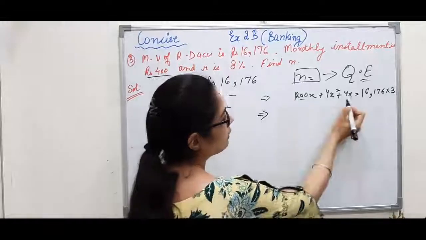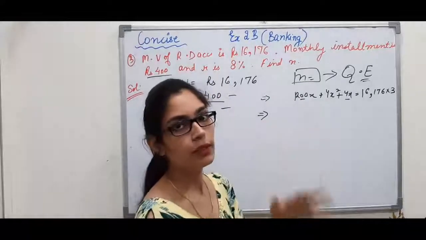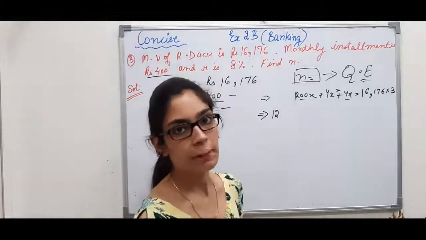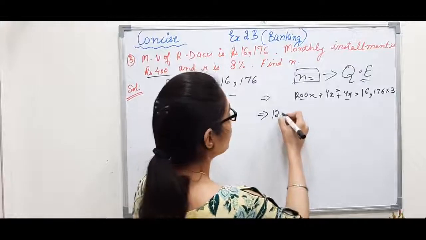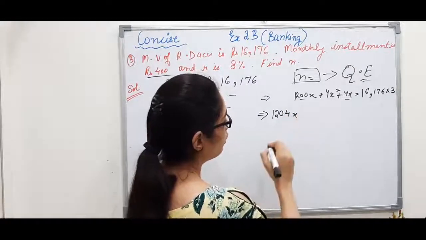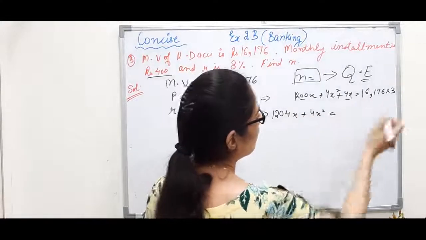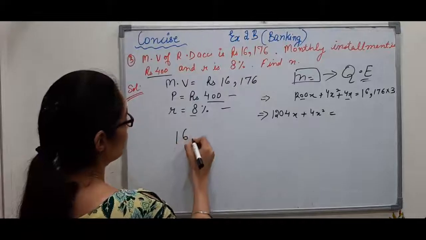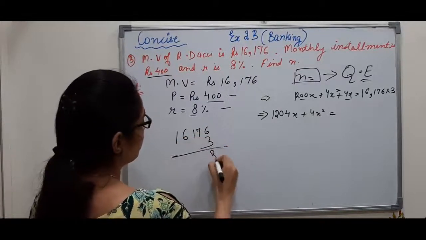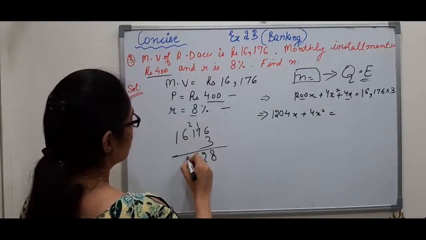Now this and these are like terms, 1200x and 4x, both are like terms, which means these both terms can be added, because only like terms can be added or subtracted. So if I add 4 in 1200, I will get 1204x plus 4x square is equal to this. I will do multiplication now. 16,176, I will multiply it with 3.